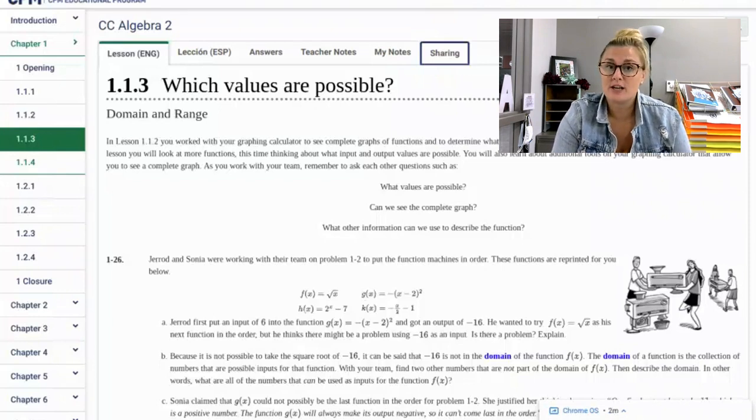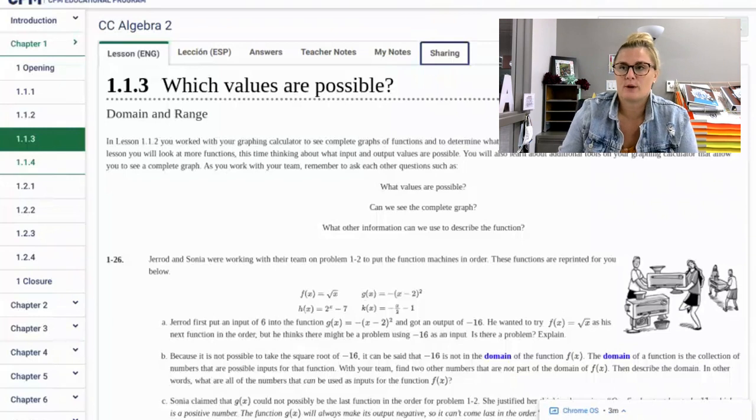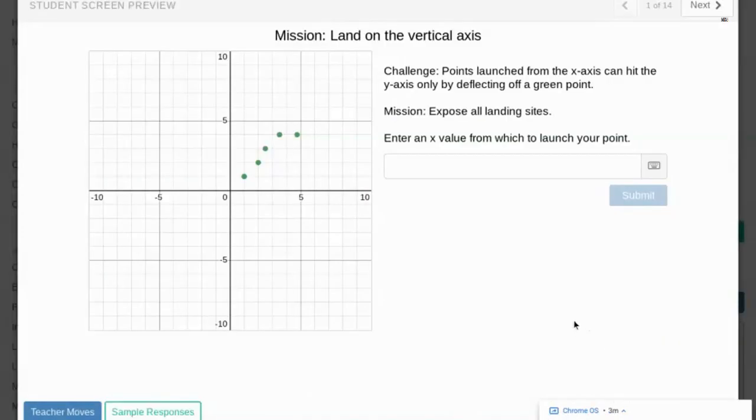So remember, yesterday we talked about complete graphs. To make a graph complete, we want to be able to see as much of the graph as possible, be able to identify X and Y intercepts, maximum or minimums, if that is applicable. Okay, so before we dive into this lesson, I want to do a quick review on domain and range. So I have a neat Desmos activity here that we're going to take a look at, by looking at domain using this graph here.